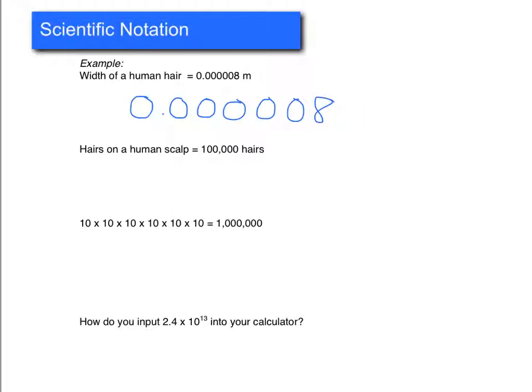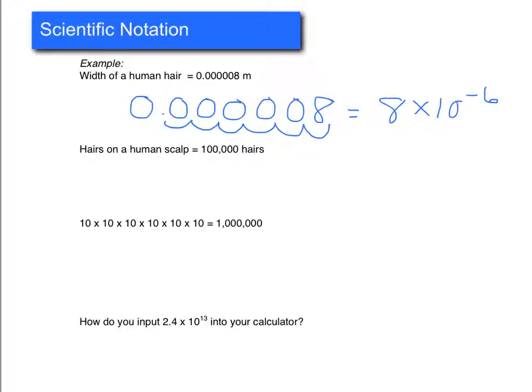So we have 0.000008. Right, and so in scientific notation, we want to move the decimal until it's right behind the first non-zero digit. So that's 1, 2, 3, 4, 5, 6 places. So in scientific notation, this is going to be 8 times 10 to the negative 6.